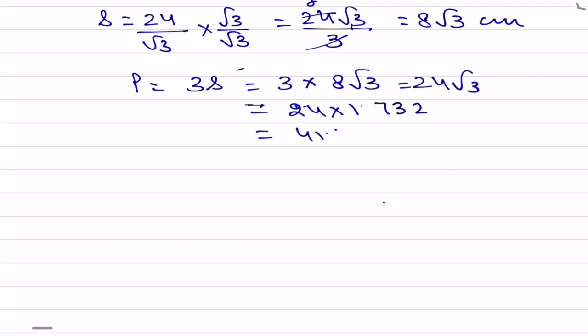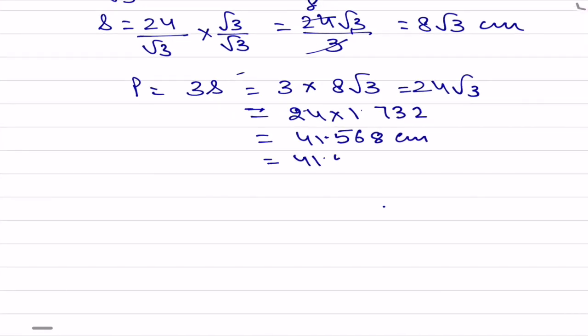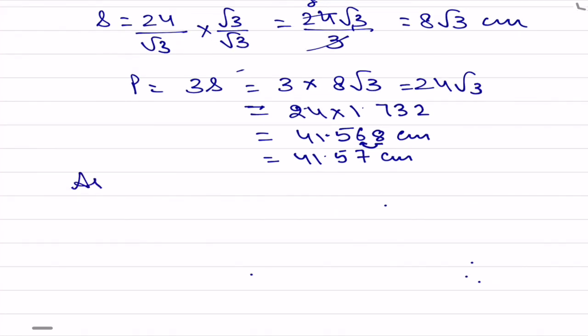When we solve, we see 41.568 centimeter. Correct up to 2 decimal places, so it becomes 41.57 centimeter. Because if the last digit is 5 or more than 5, there is an increment in the previous digit. So if it's 6, the previous digit will become the next digit, that is 7. Now next is the area.